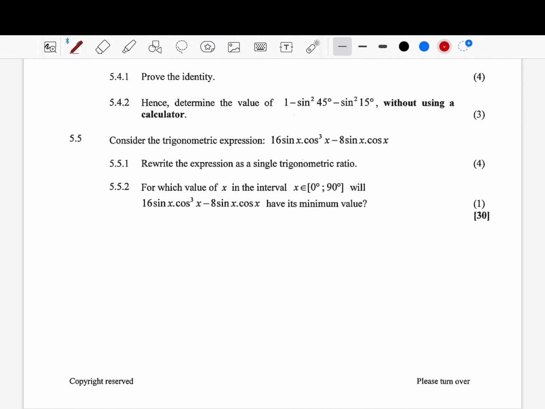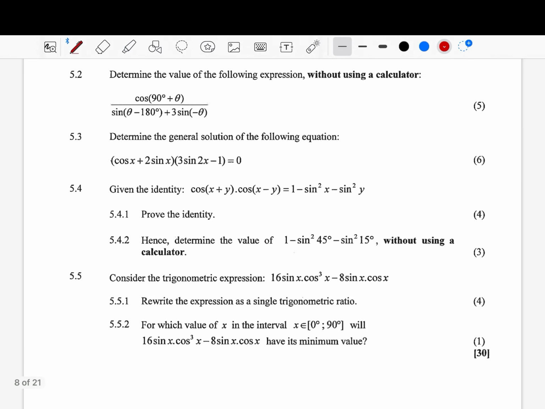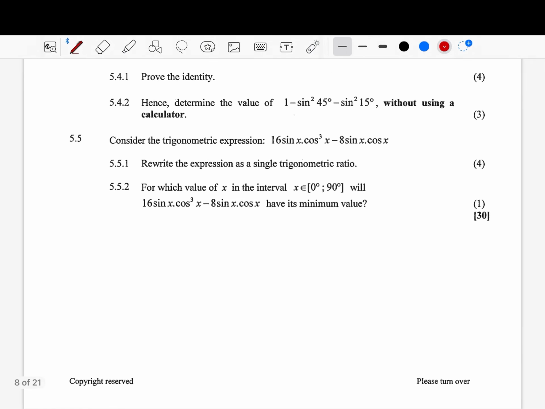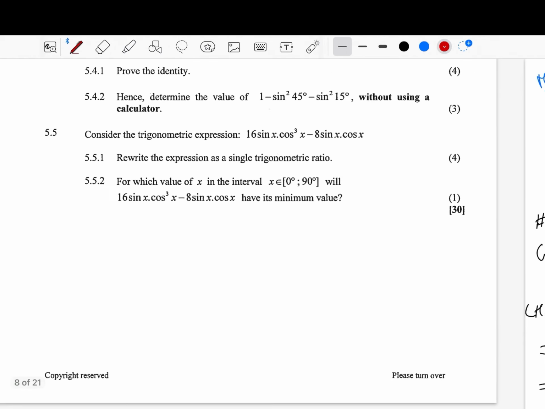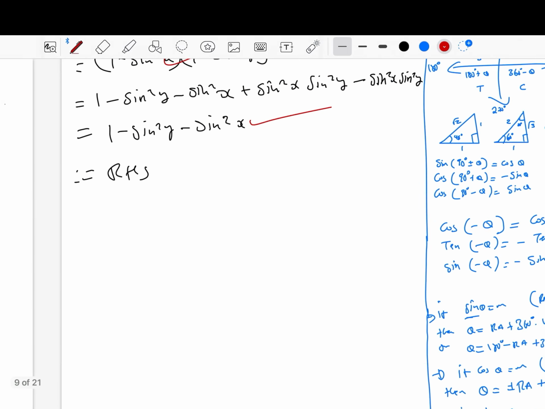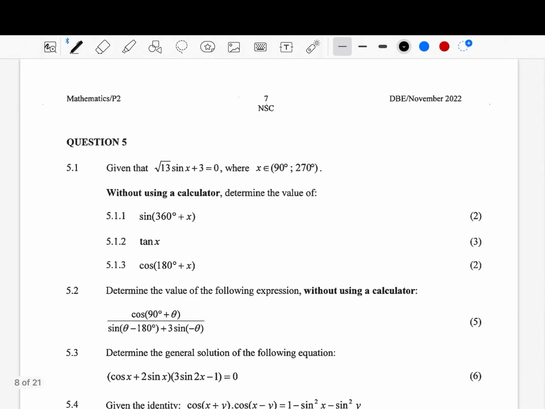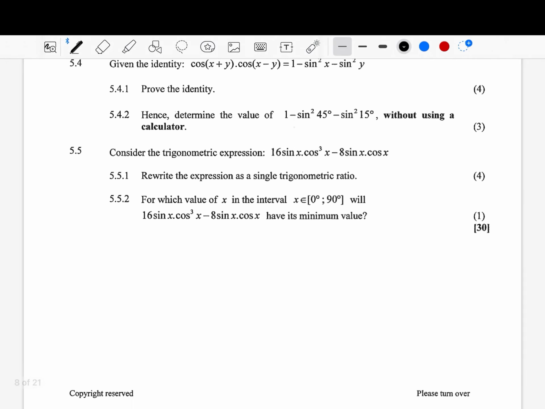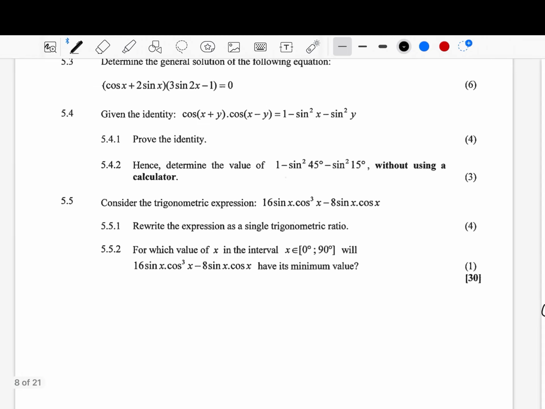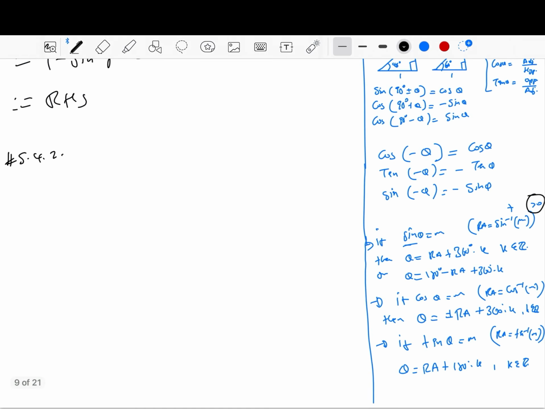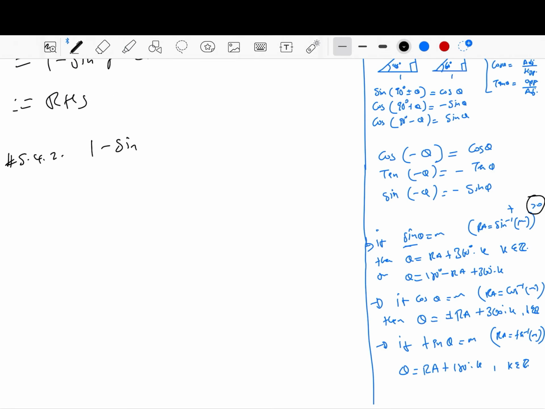5.4.2. Now, hence determine the value of 1 minus sine squared 45 and 1 minus sine squared 15 without using a calculator. They don't know we already have a cheat sheet. That's the reason why I told you that you need to always write down your cheat sheet before you start with trigonometry, and this is the reason.